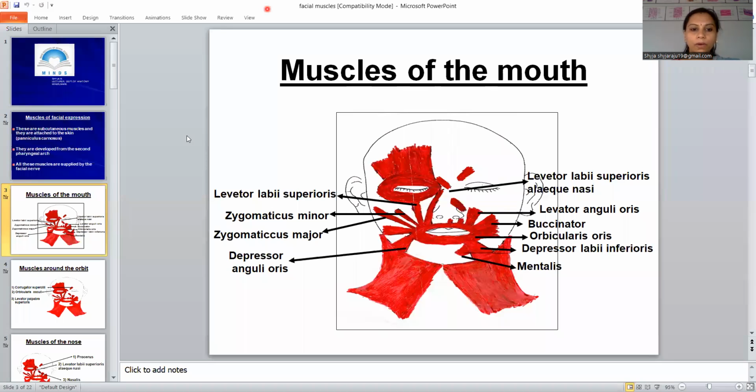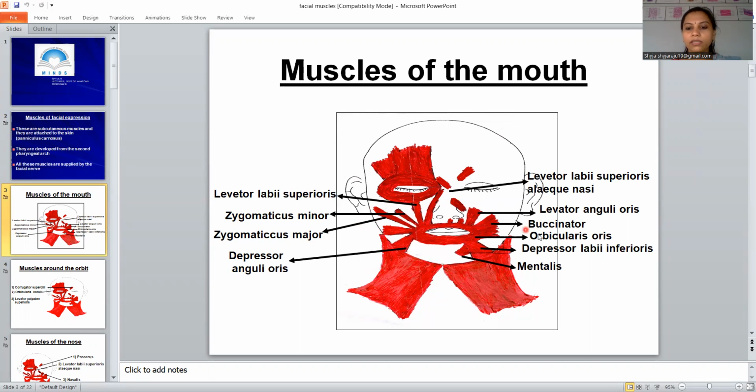muscles of the mouth. The first one, the levator labii superioris alaeque nasi. As the name implies, it is going to elevate the upper lip and also it has action on the nose. The second one is the levator labii superioris. The long one is the levator labii superioris alaeque nasi, and the slightly shorter one is the levator labii superioris. Also you can see here two zygomatic muscles: zygomaticus minor and zygomaticus major.